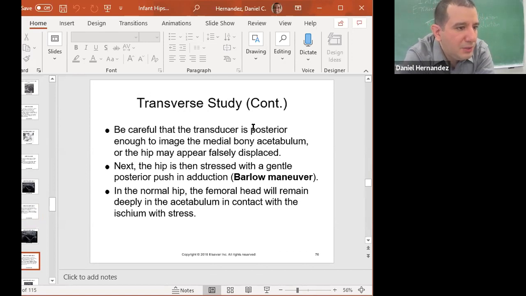So be careful that your transducer is posterior enough to image the medial bony acetabulum, or the hip may appear falsely displaced. The hip is then stressed with a gentle posterior push or adduction. This is that Barlow maneuver, so pushing inward. In the normal hip, the femoral head will remain deeply in the acetabulum and in contact with the ischium with stress.